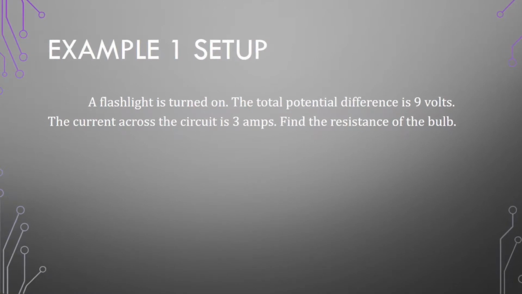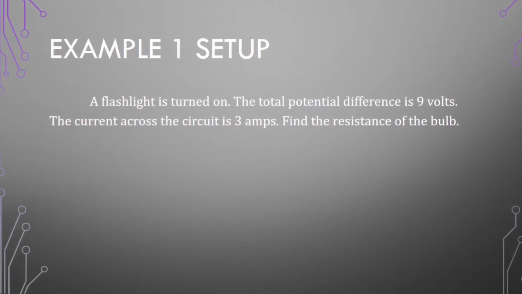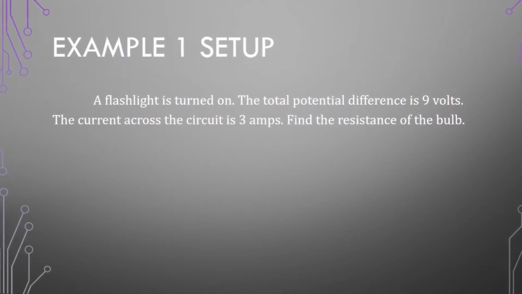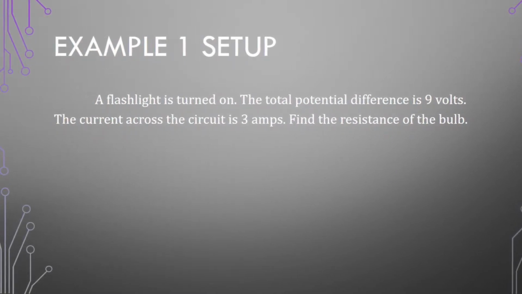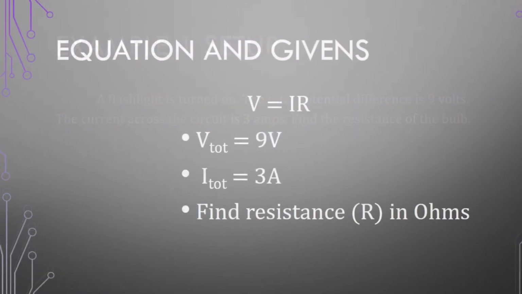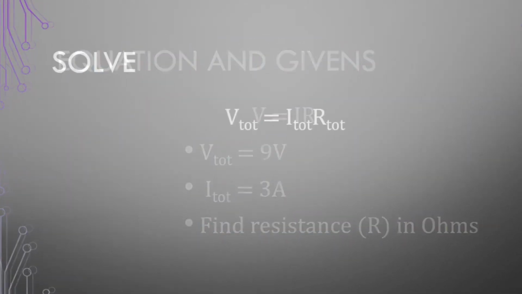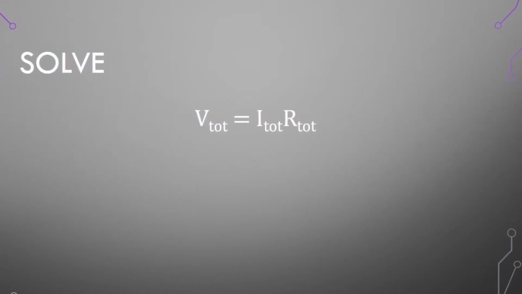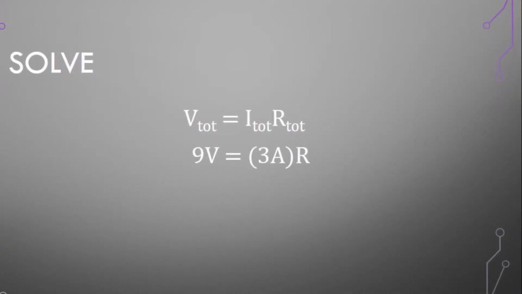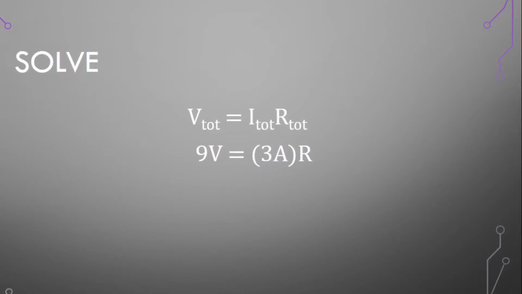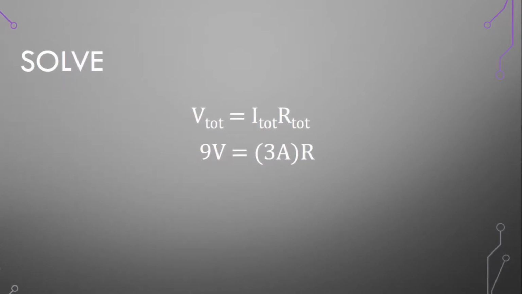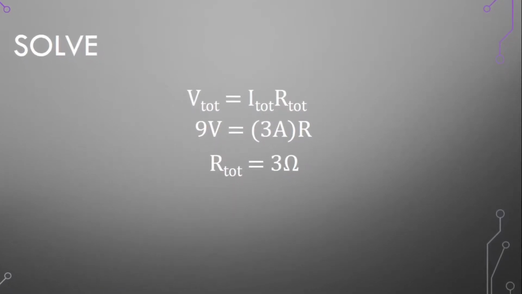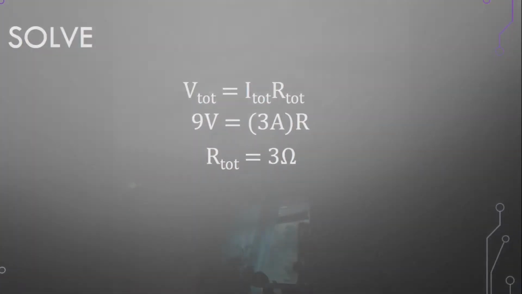In this example, the flashlight is a series circuit because there's one bulb and one path for it to take. Let's find the resistance if the potential difference is 9 and the current is 3. To start this equation, you first write out V tot equals I tot times R tot. Next, you start adding in the values: 9 volts for V, 3 amps for I, and leave the R. The next step is to solve. Divide over the 3 and you get that R tot equals 3.